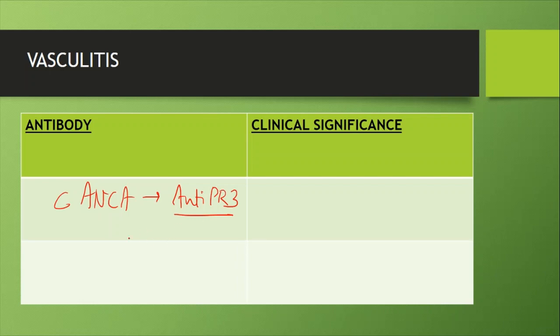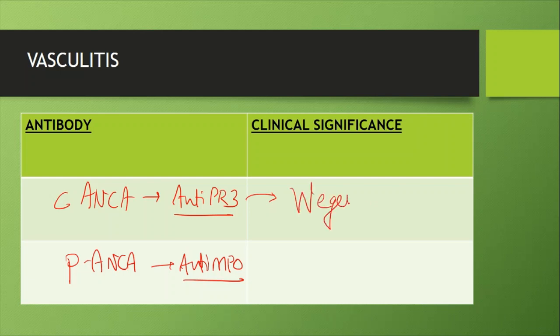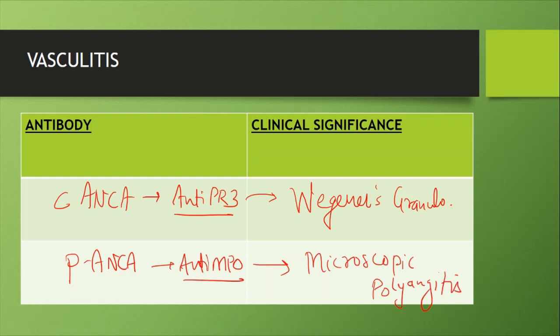This is one. The second one is P-ANCA. P-ANCA is associated with anti-myeloperoxidase, an antibody against myeloperoxidase. Which conditions do you get this with? So basically, C-ANCA antibody is associated with Wegener's granulomatosis, whereas P-ANCA antibody is associated with microscopic polyangiitis. These are the most important antibodies which you should know of.